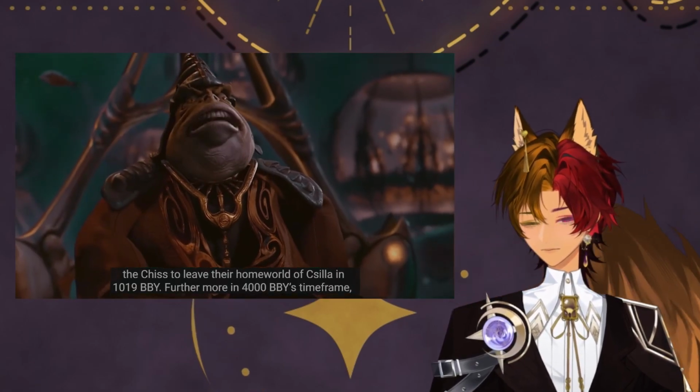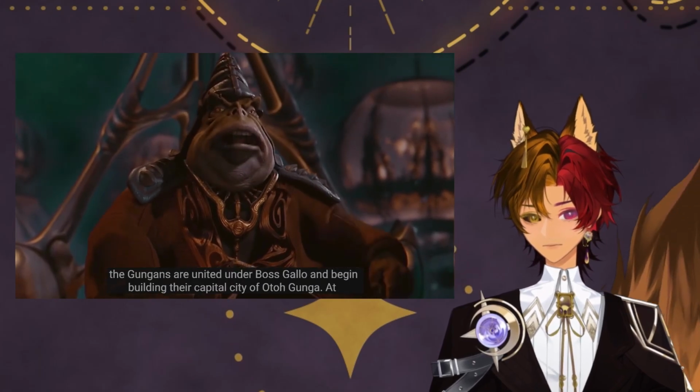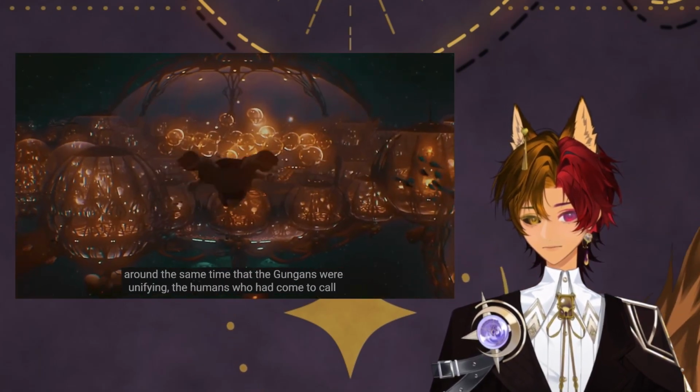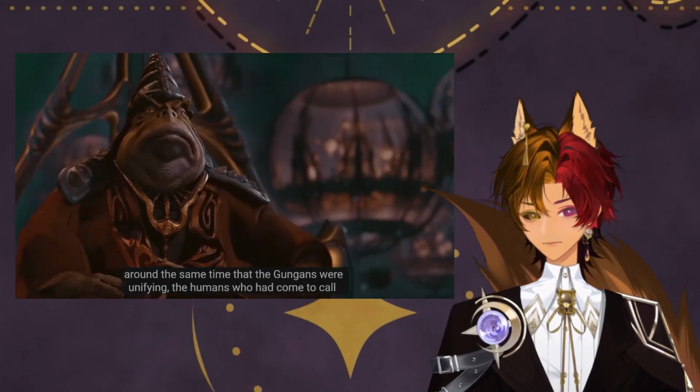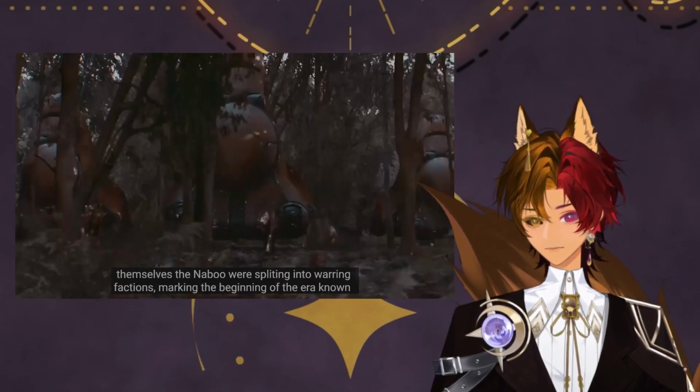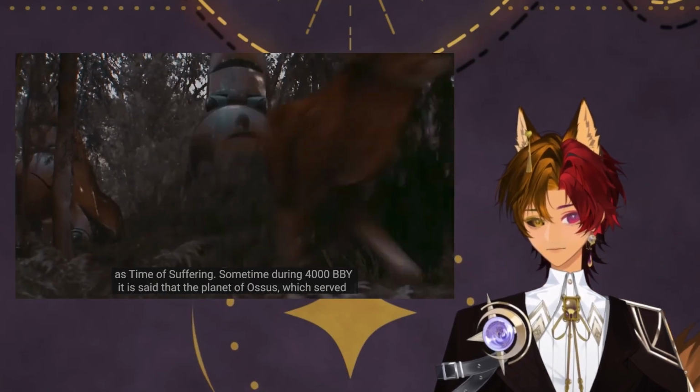Furthermore, in 4000 BBY's time frame, the Gungans are united under Boss Gallo and begin building their capital city of Otogunga. At around the same time that the Gungans are unifying, the humans who had come to call themselves the Naboo were splitting into warring factions, marking the beginning of the era known as the Time of Suffering.